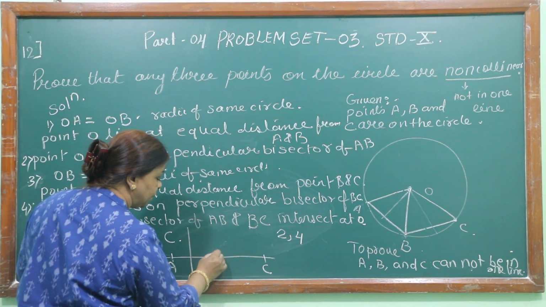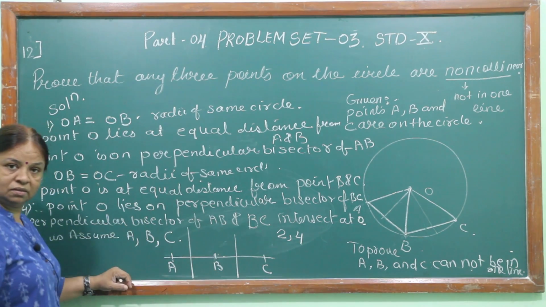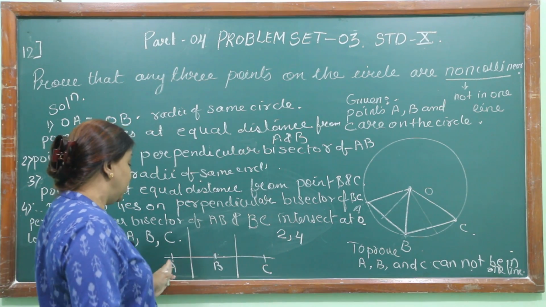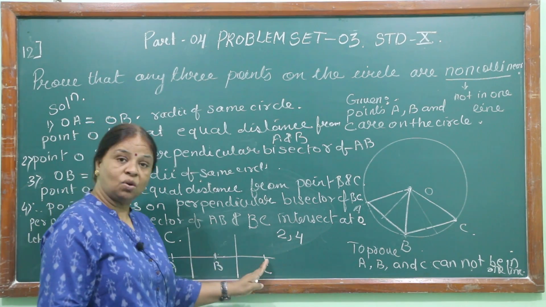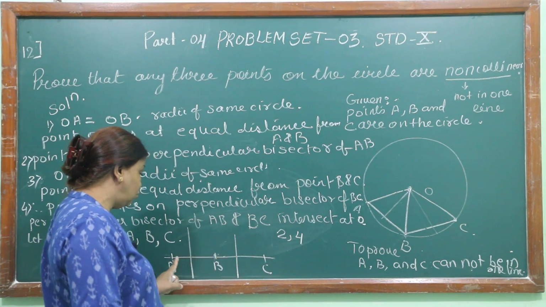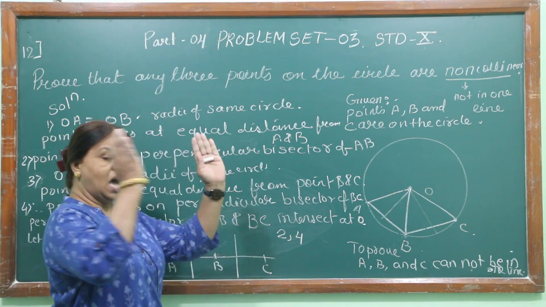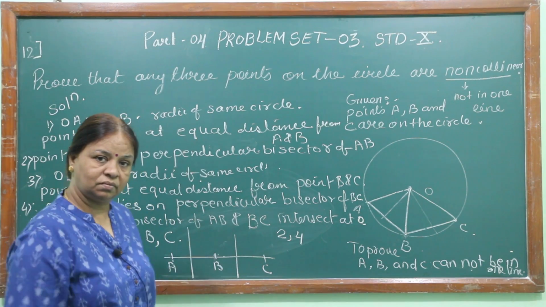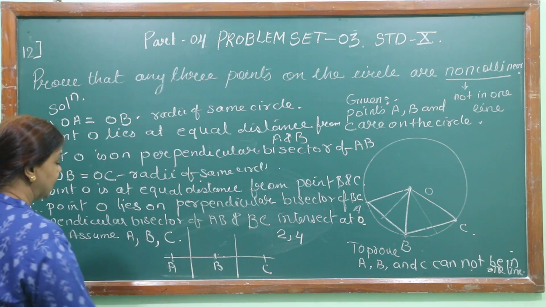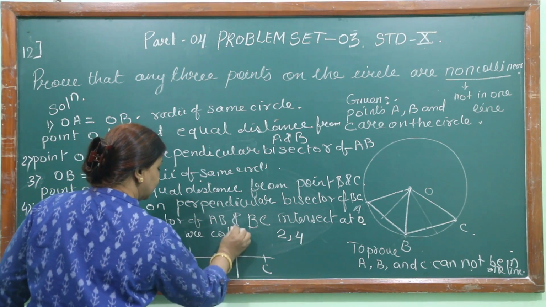If I draw the perpendicular bisector of BC, somewhere here it will be. And what can you see, children? When the points A, B, C are collinear, then the perpendicular bisectors of the lines AB and BC are coming to be parallel. They are coming to be parallel. Let us assume that A, B, C are collinear.